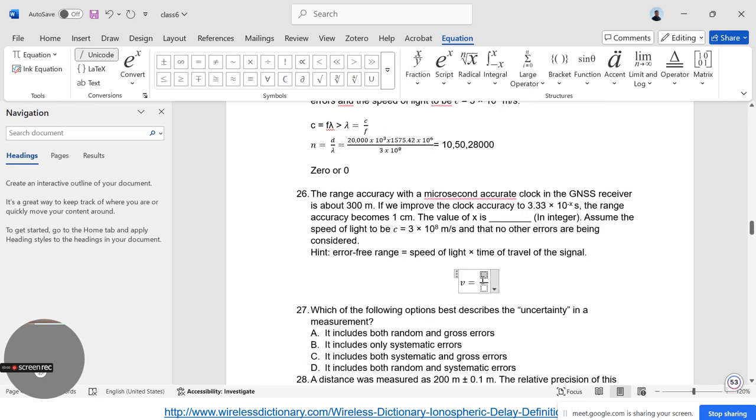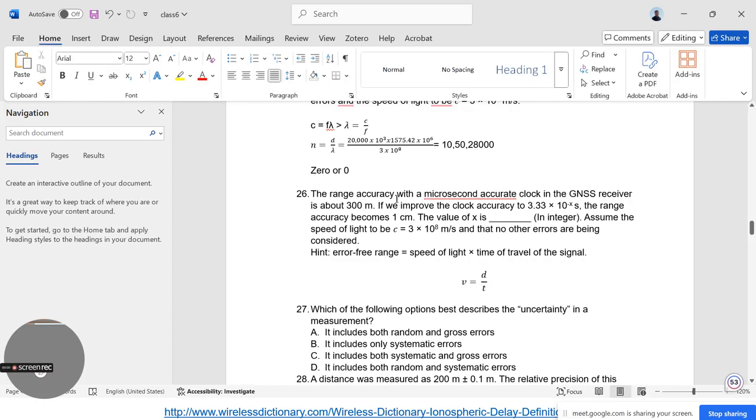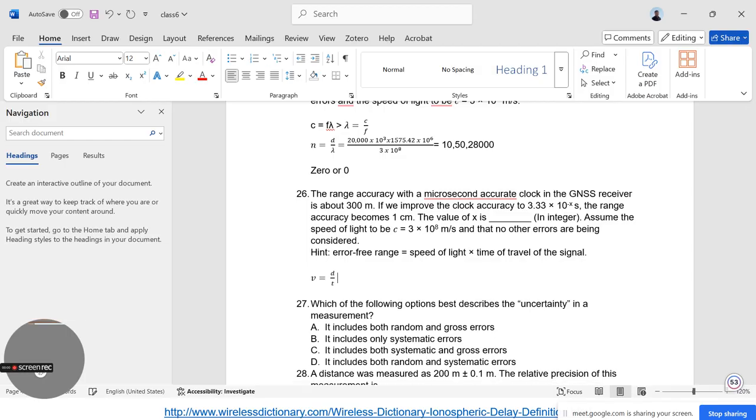So distance by time. Now what is given to us is the receiver has an accuracy of 300 meter. So if the accuracy is 300 meter, and v is 3 into 10 to the power 8, we can find out the accuracy in time. So t will be d by v.